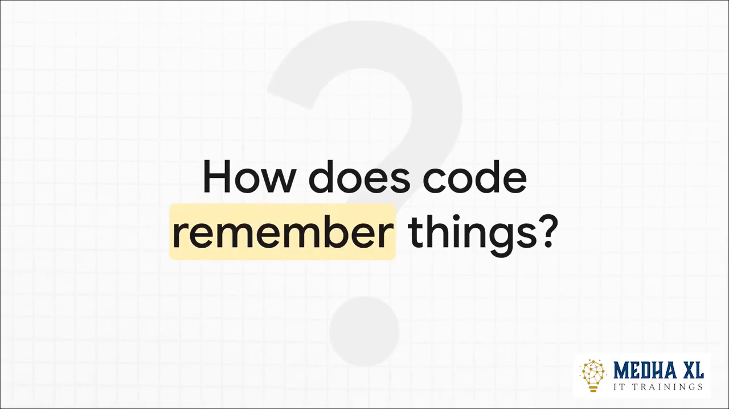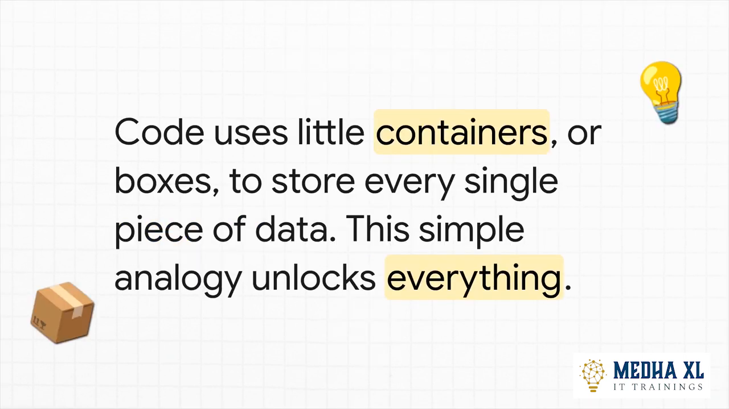So let's start with a really simple question, but honestly, it's probably the most important one in all of programming. Think about it. When your program needs to know a user's score is, say, 100, or that their name is Alex, how does it actually remember that? How does it hold on to that information so it can use it later on? Well, it's actually pretty simple.